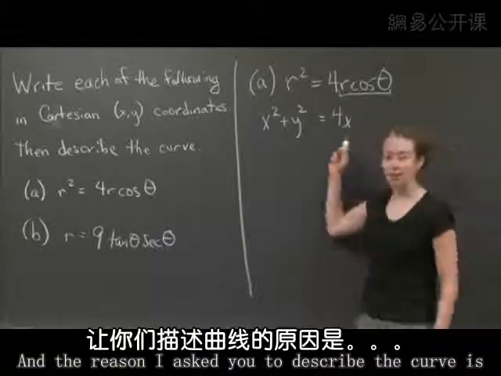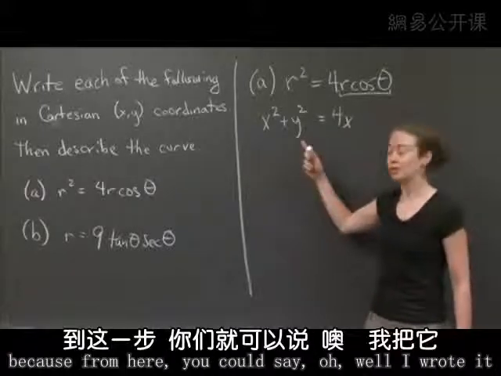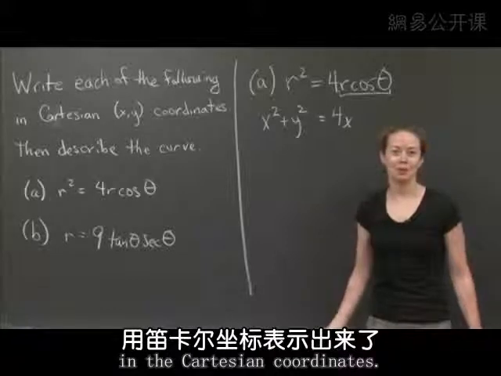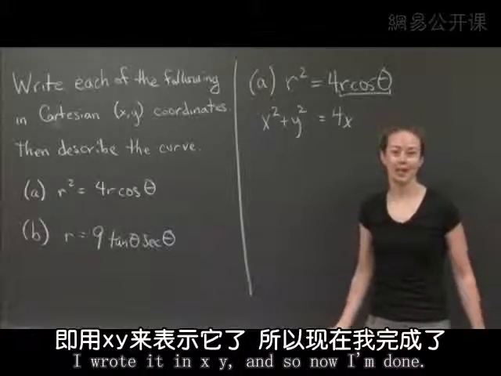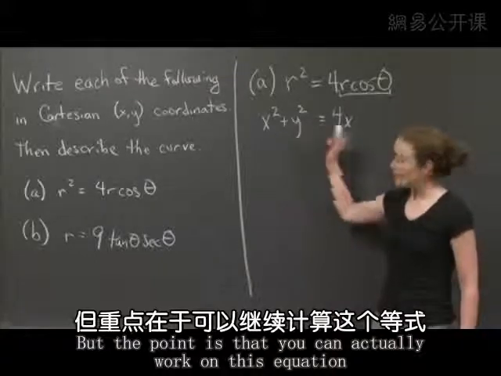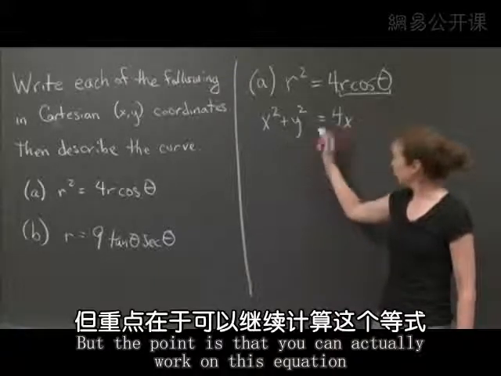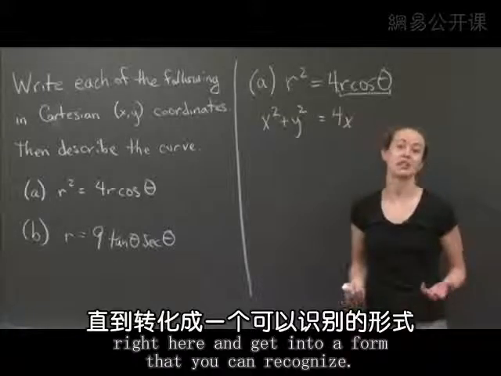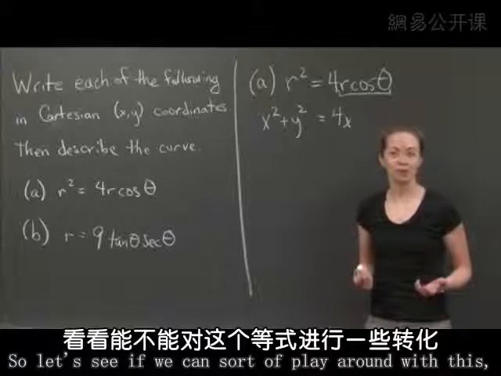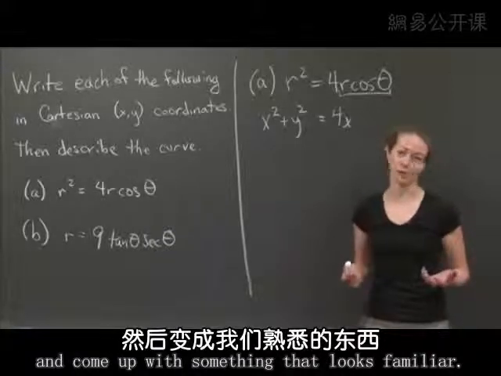The reason I asked you to describe the curve is because from here you could say, oh, I wrote it in Cartesian coordinates, I wrote it in xy, and so now I'm done. But the point is that you can actually work on this equation right here and get it into a form that you can recognize, that it'll be a recognizable curve. So let's see if we can play around with this and come up with something that looks familiar.